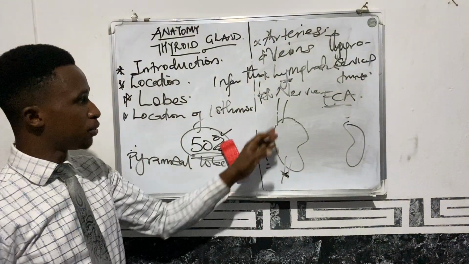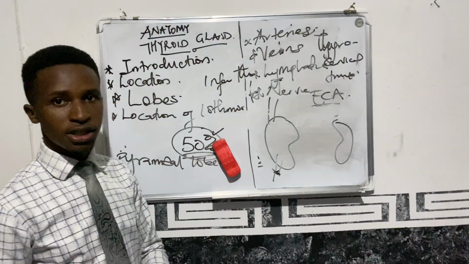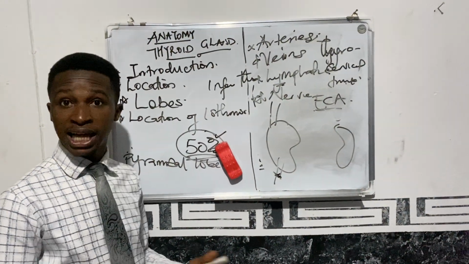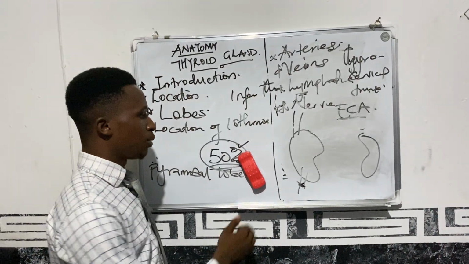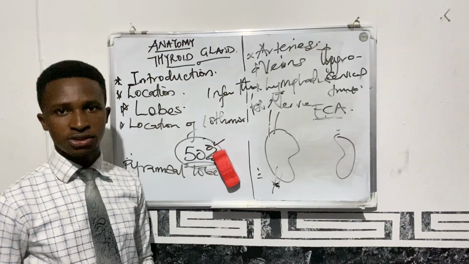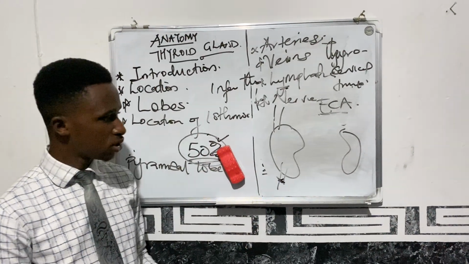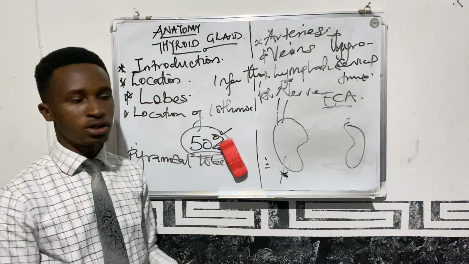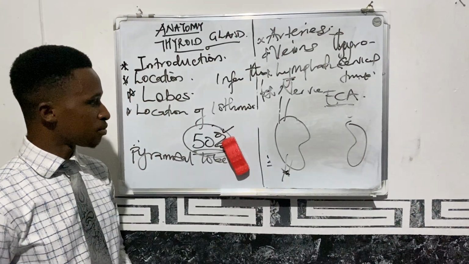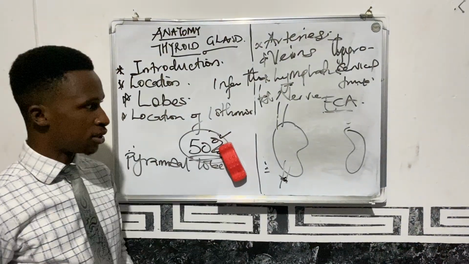We said it has the superior thyroid artery, a branch of the external carotid artery. The inferior thyroid artery, a branch of the thyrocervical trunk, in fact the largest branch of the thyrocervical trunk. And the thyrocervical trunk is a branch of the subclavian artery. So know that sequence. Inferior thyroid artery, a branch of thyrocervical trunk, and thyrocervical trunk is a branch of what? The subclavian artery. Very nice. So that's the artery that supplies the thyroid gland.